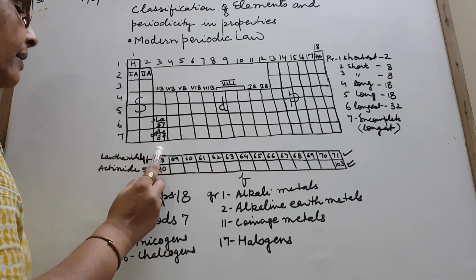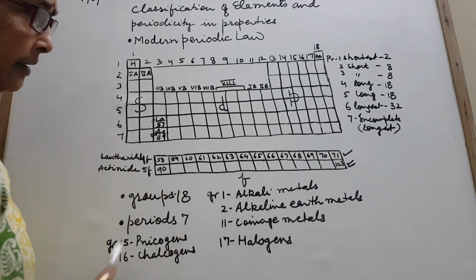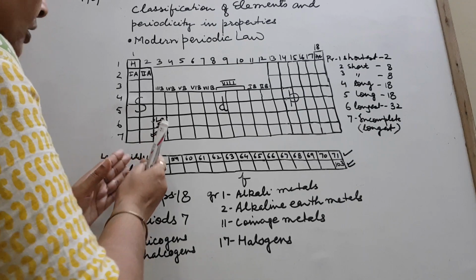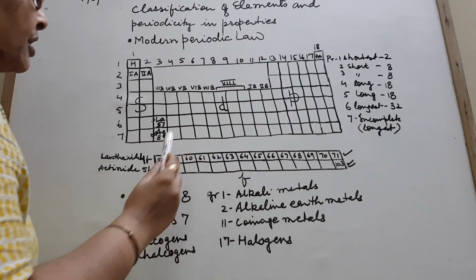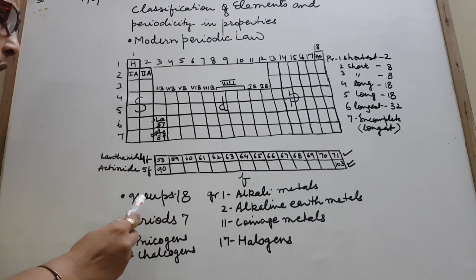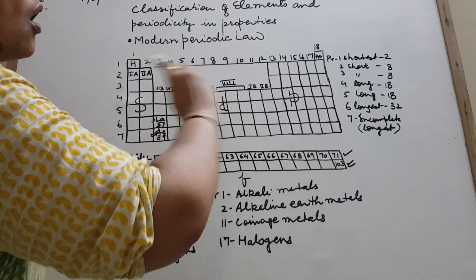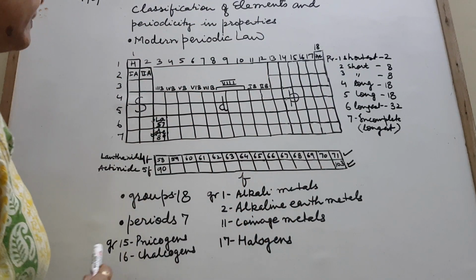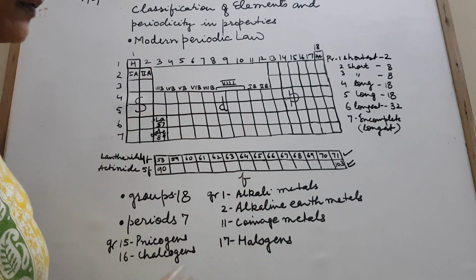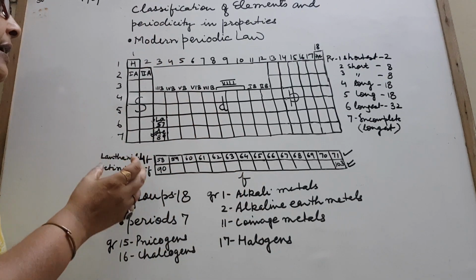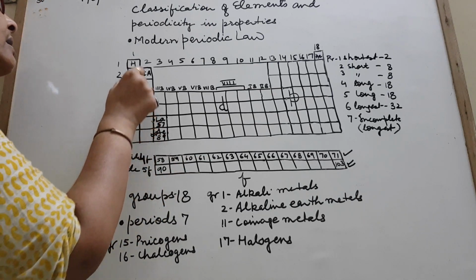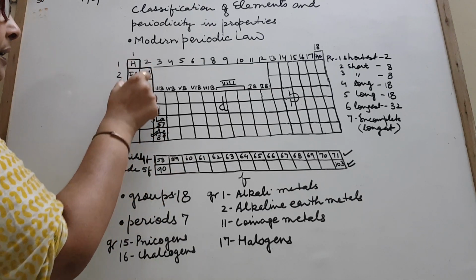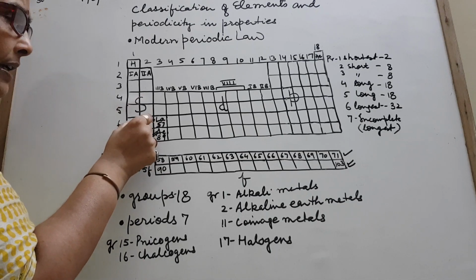This is the 7th period, where the 5f elements were. So this way, children, they were called f-block elements. The modern table has 18 vertical columns called groups and 7 horizontal rows called periods. While writing electronic configuration, if the last electron was entering the s subshell, they were placed in groups 1 and 2, and this block is called the s-block.